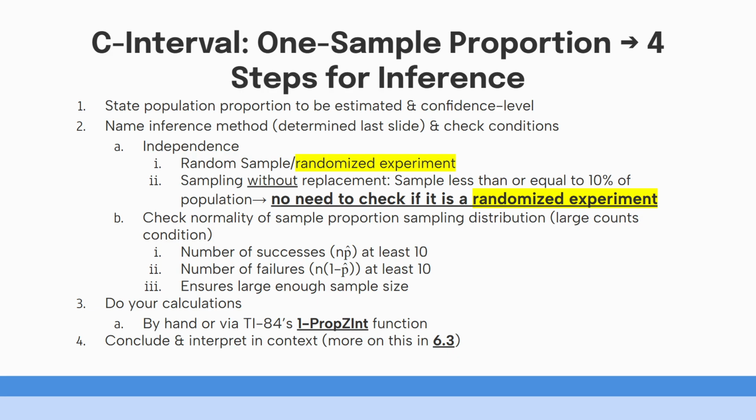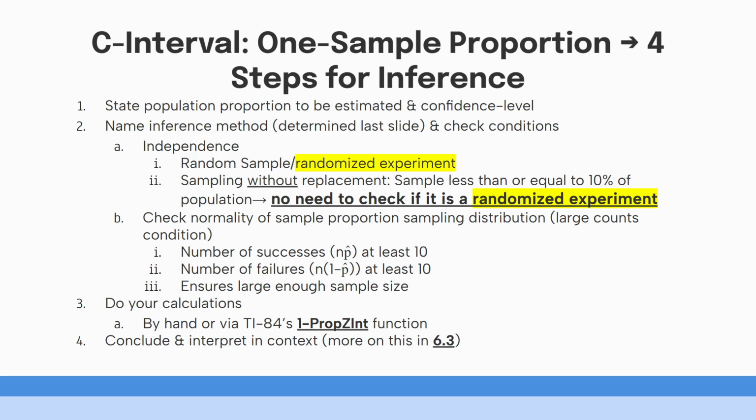So if you did it right, your sample proportion is 0.4, and your confidence interval is something like 0.357 to 0.443. If you guys followed me on the steps, did you get that confidence interval? Yes? Perfect. And then lastly, after you do your calculations, you have to conclude and interpret everything in context.